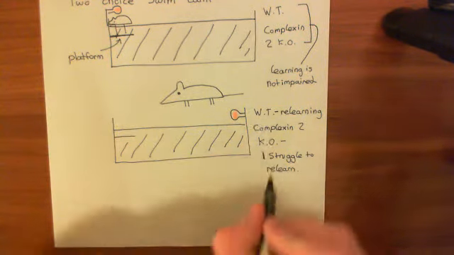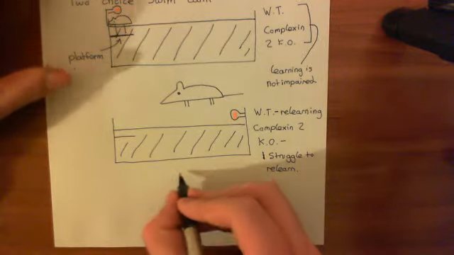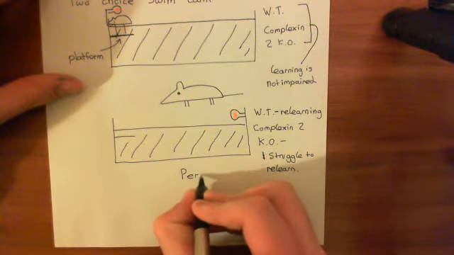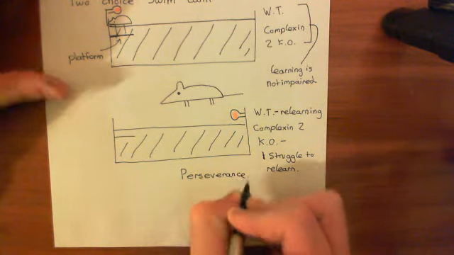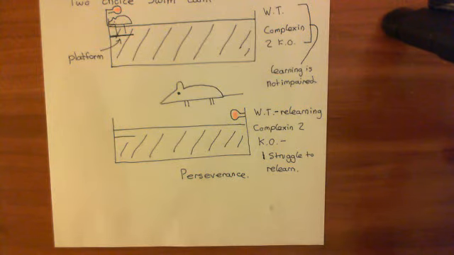Now, in humans, this sort of a cognitive deficit would be called perseveration, okay? And it's one of those cognitive deficits that is not understood very well. However, it is a deficit that is seen in people with Huntington's disease. And in fact, when you look at these complexin knockout mice, they actually have very similar phenotypes to mice which have Huntington's disease. And we'll talk about that in the next video.